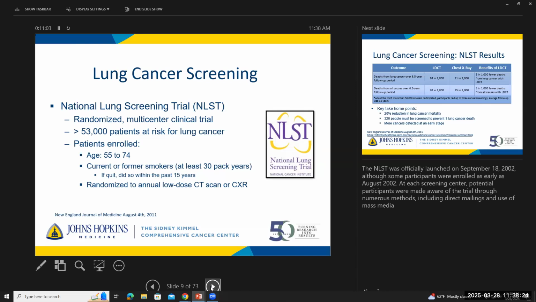The patients that they enrolled and defined as at risk for lung cancer were between the ages of 55 and 74, because we do know that cancer is a disease of the aging or elderly, right? And they had to be current or former smokers, having at least a 30-pack year history. If the patients had quit smoking, they had to have done so within the last 15 years, okay? So we're looking at either active smokers or people who have only recently quit smoking.